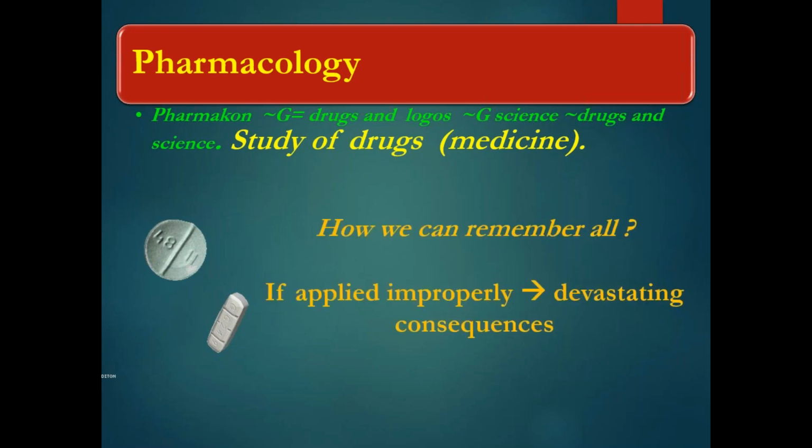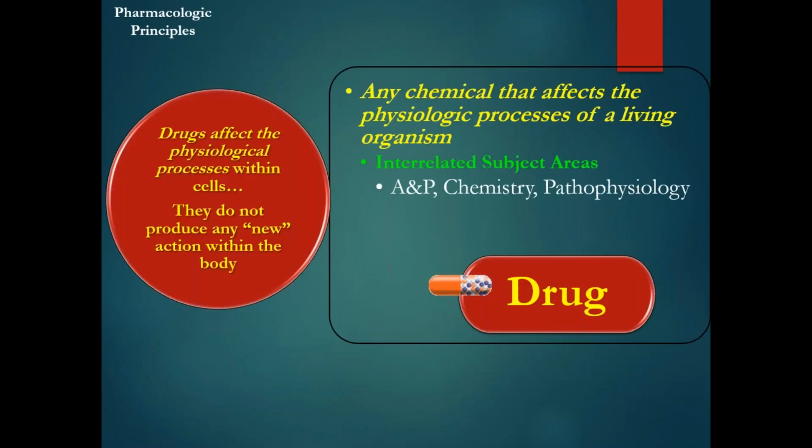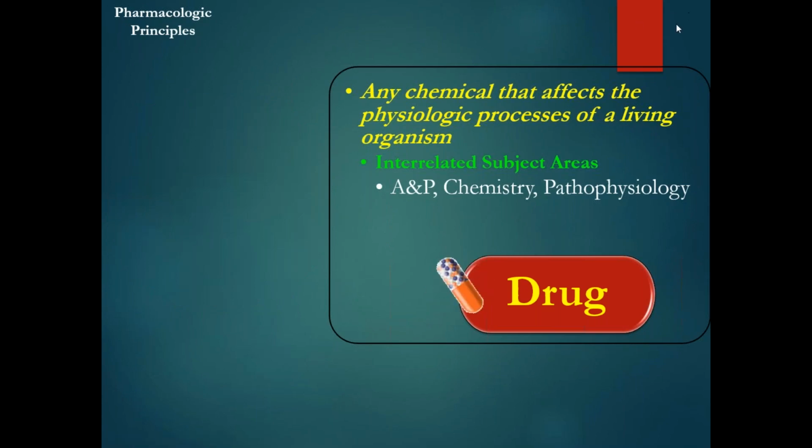Okay, so first of all, what is a drug? A drug is any chemical that affects a physiological process in a living organism. So what does it mean? It means that any drug or any medication that you're going to take, none of them are going to create a new function at all. They are not going to create any new function.